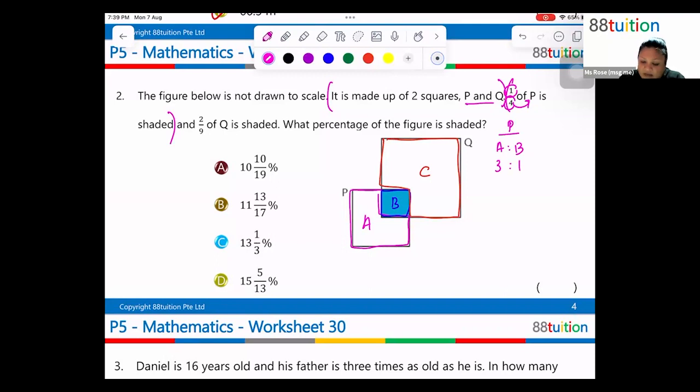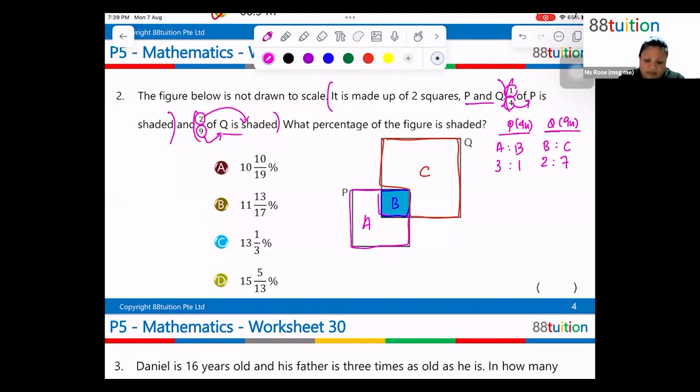Okay, all right. Now, 2 out of 9 of Q is shaded. So that means Q is made up of B and C. Since 2 is shaded, 9 refers to the total of B plus C. So C alone will be 7. Okay, so this is 9 units and this is 4 units. Can you take note?